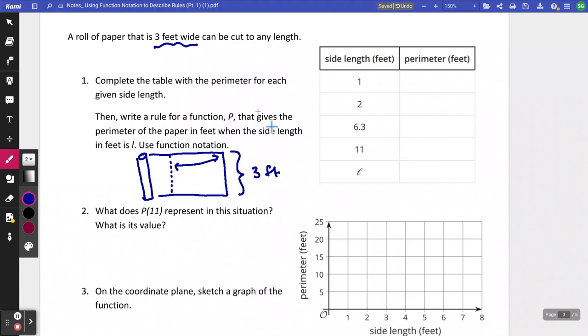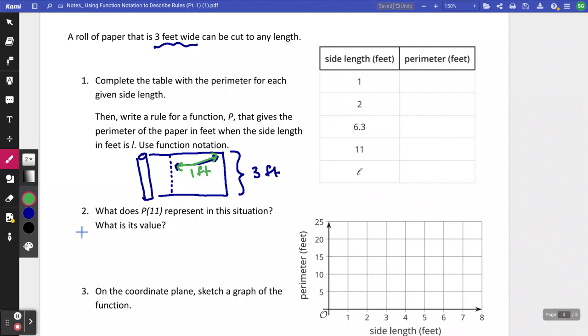So what we are trying to figure out here is the side length of that paper, so how long you decide to cut it at, and then the perimeter. So for example, if the side length is 1 foot, if I decide to cut that paper 1 foot long, what would the perimeter of that paper be?